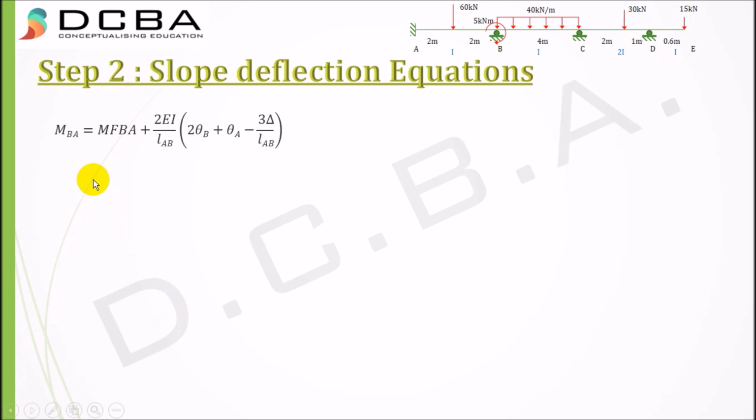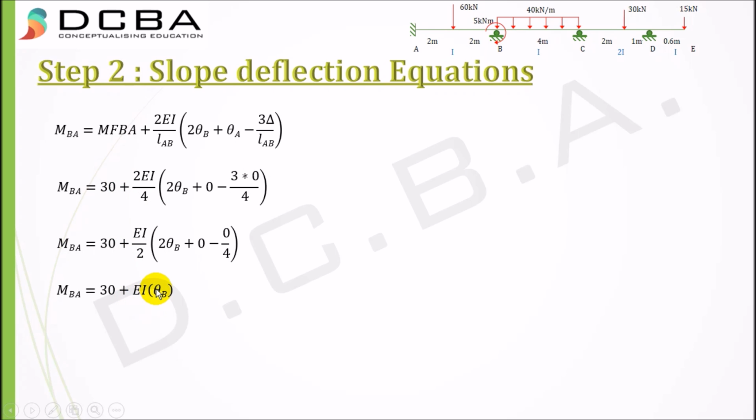Now MBA is MFBA plus 2 EI upon LAB into 2 theta B plus theta A minus 3 delta by LAB. If you don't know how these slope deflection equations are formed, you can check my video in which I have derived these equations and how they are formulated. So MFBA we found was plus 30, plus 2 EI by 4 into 2 theta B, theta A is 0, minus 3 delta is 0 by 4. Simplifying this, we get MBA equal to 30 plus EI into theta B.